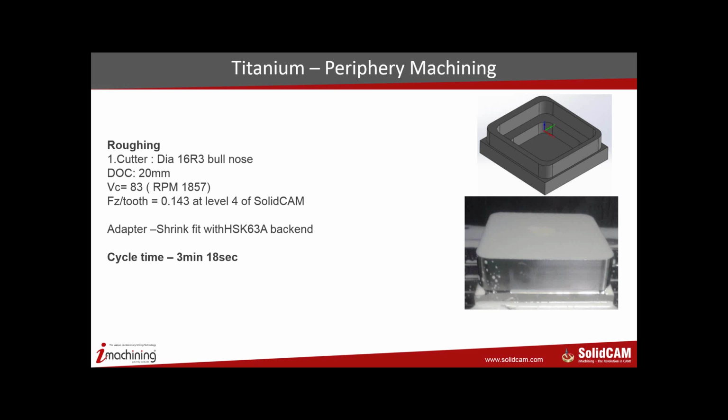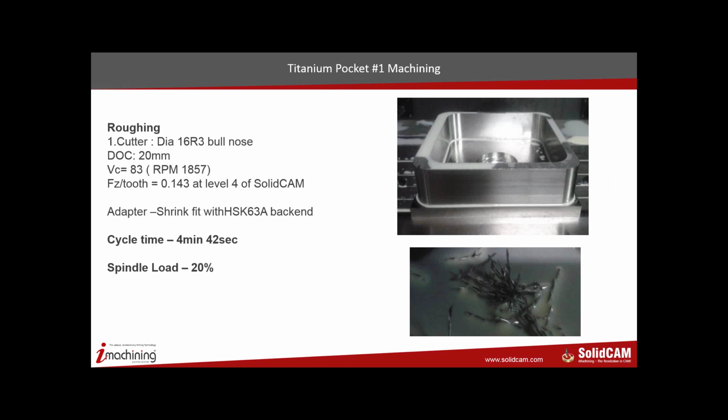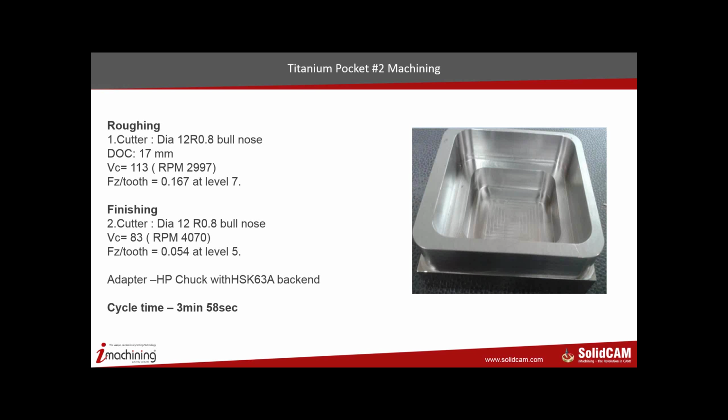So we did the outer periphery machining with a 16R3, but they were more inclined to test another tool, and that was a 12mm tool. After cutting several pockets, what would be the wear structure on the tool? So they cut several parts, and after that, they took the tool out and put it under 20 times magnification, and this is what they noticed.